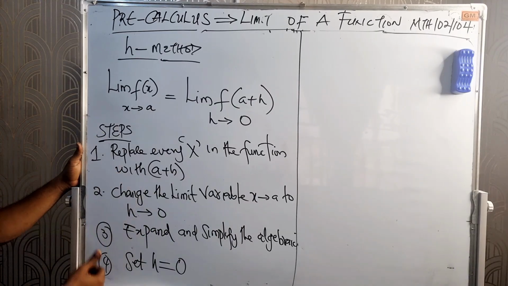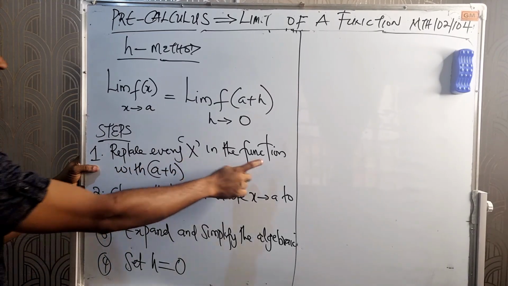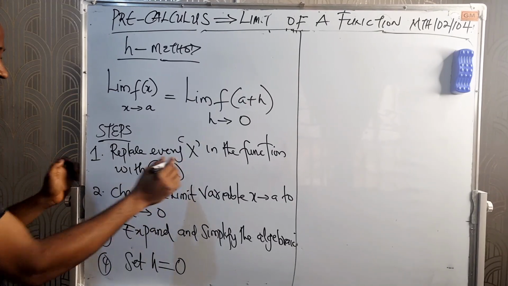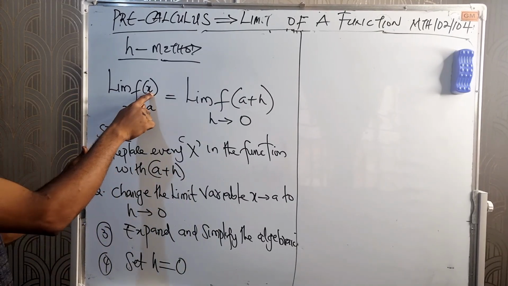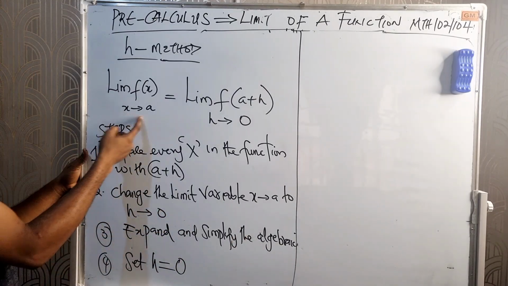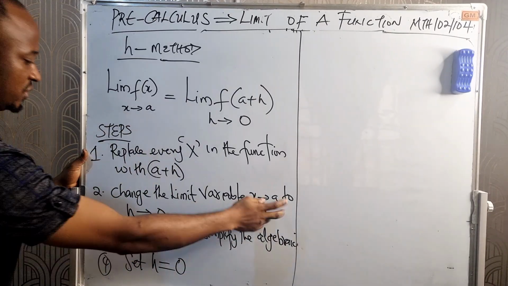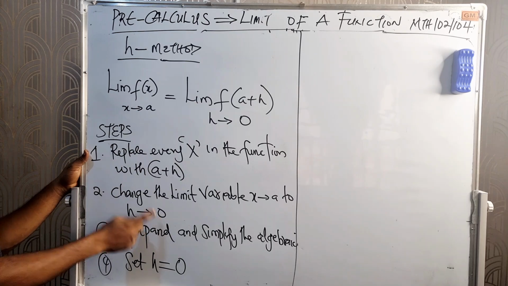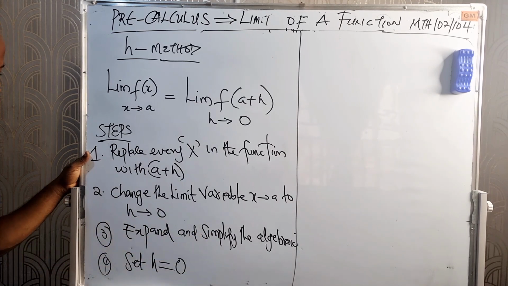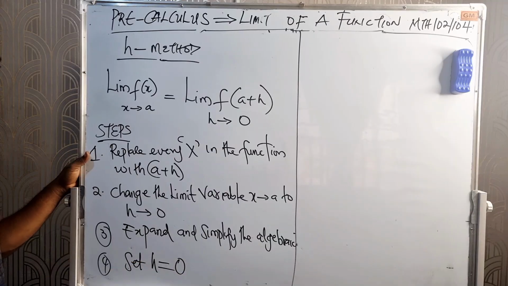That's why I give us these steps here. First, replace every x in the function with a plus h. Like we just saw, we replace x with a plus h. Then we change the limits variable from x to a into what? h to 0. Are we there? Then we have to expand and simplify the algebraic expression, and finally we set h equal to 0.